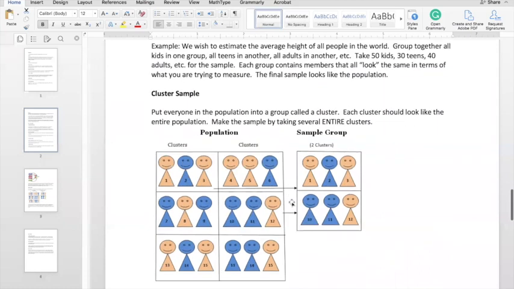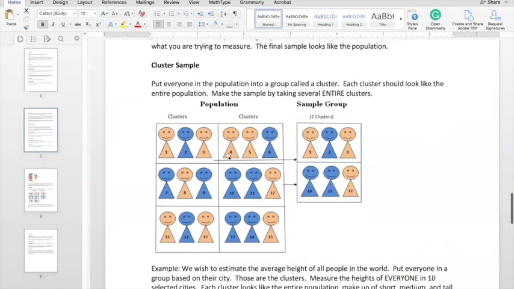If instead, this makes more sense when we're on campus, but on campus we've got 8 buildings, and each building is a mixture. Say I waited until noon and I talked to everybody in building 1 and everybody in building 7. Then each building is a cluster that's a mixture of everybody, and I talk to entire groups. That would be a cluster sample.